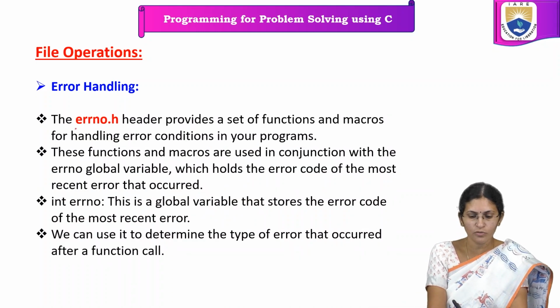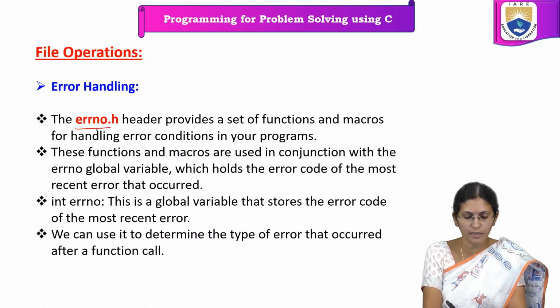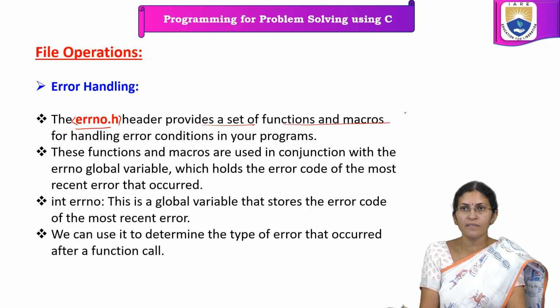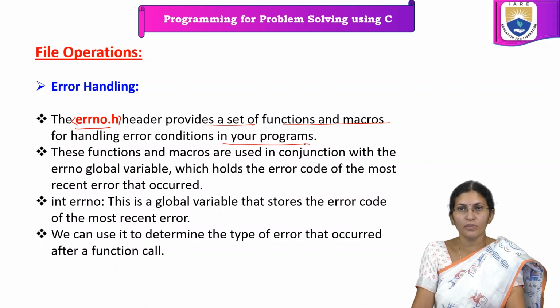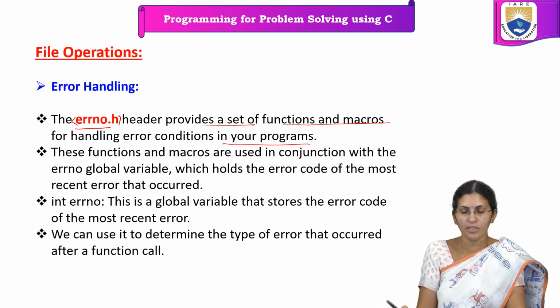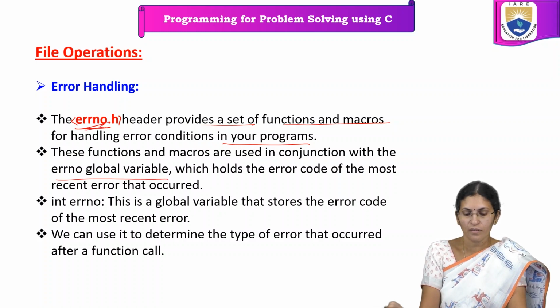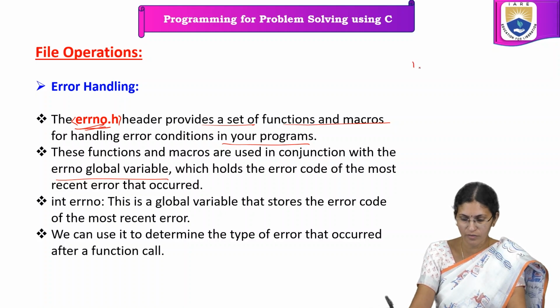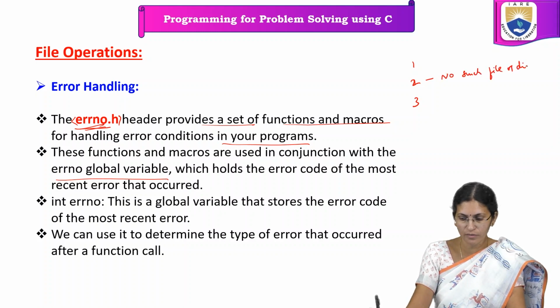Next, errno, the errno.h header file. It provides a set of functions and macros for handling error conditions in programs. These functions and macros are used in conjunction with the errno global variable. For each error there is a corresponding number: 1, 2, 3 and so on. For example, this indicates no such file or directory.